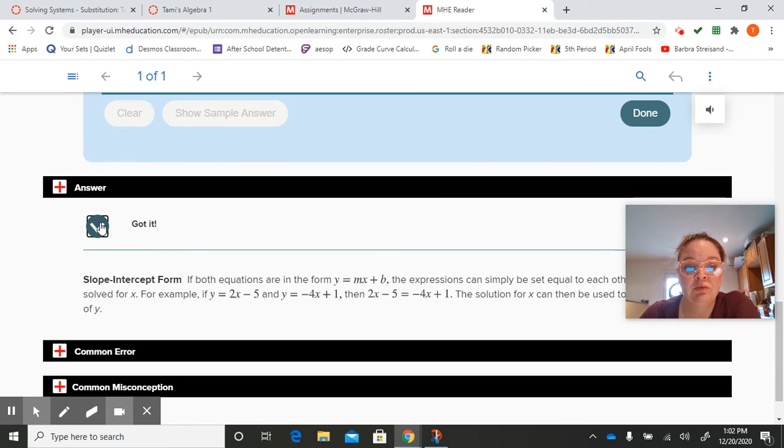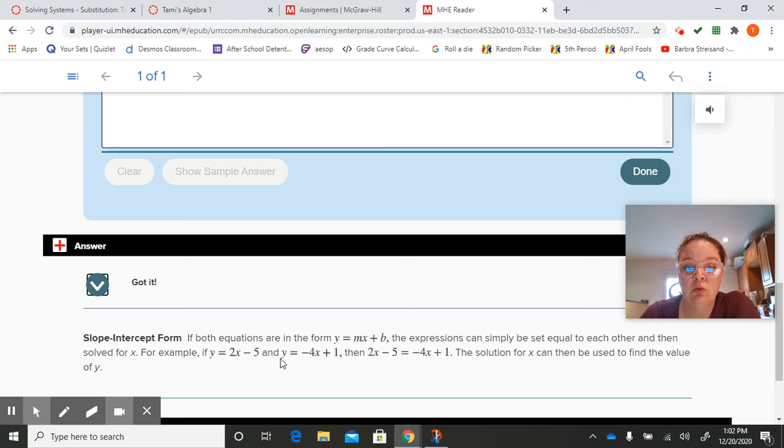And a quick study tip for you. If both equations are in the form y equals mx plus b, slope-intercept form, the expressions can simply be set equal to each other rather than solved for x. For example, if you have the system y equals 2x minus 5 and y equals negative 4x plus 1, then you can rewrite it as 2x minus 5 equals negative 4x plus 1. Then a solution for x can be used to find the value of y. You put that into either one of those equations. It doesn't matter which one.